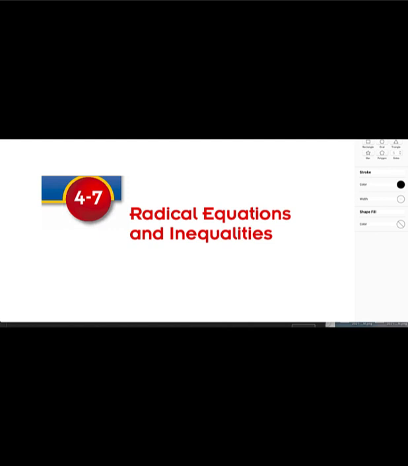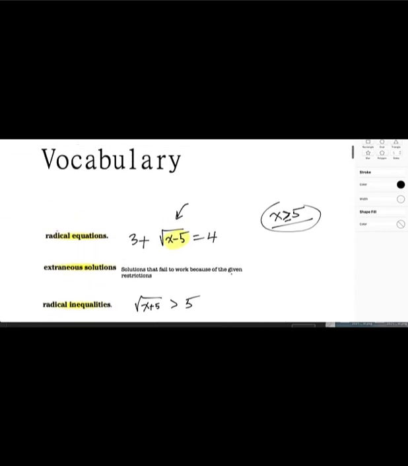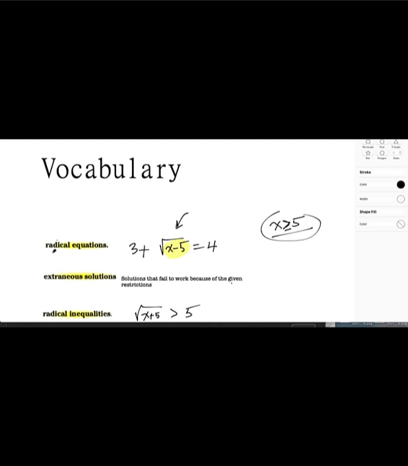Hey, pre-calculus friends, we're here in section 4.7. We're looking at radical equations and inequalities. We're going to take a look at some vocabulary, and I've already set up a little bit of information here. A radical equation is an equation with a radical expression inside of it.